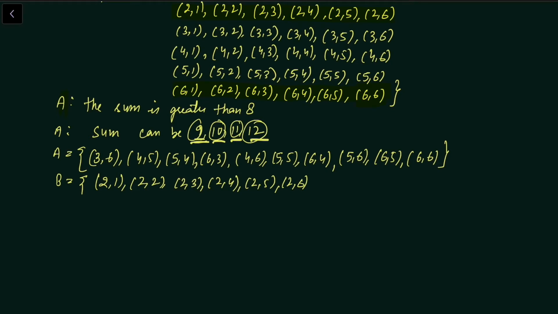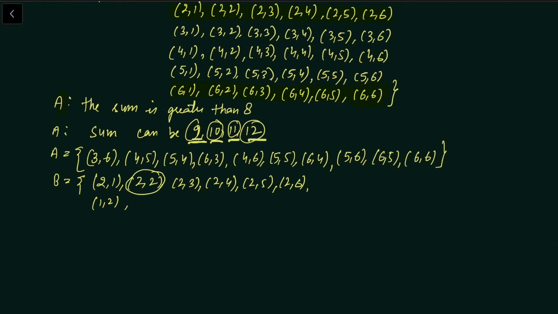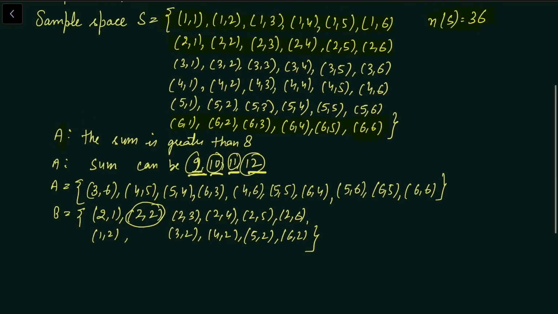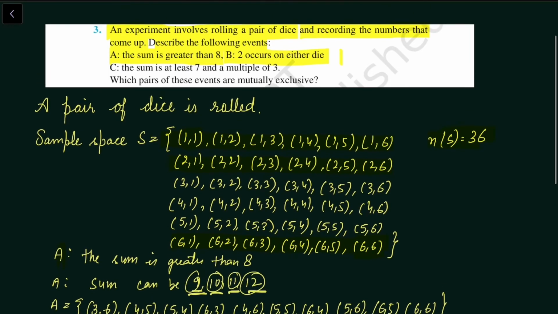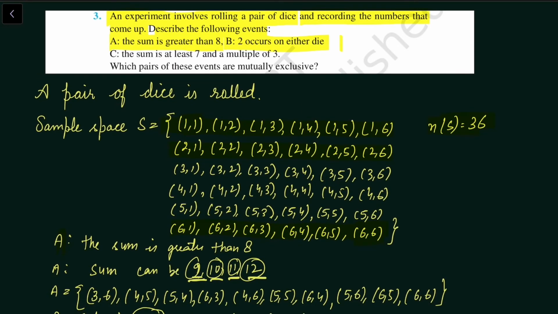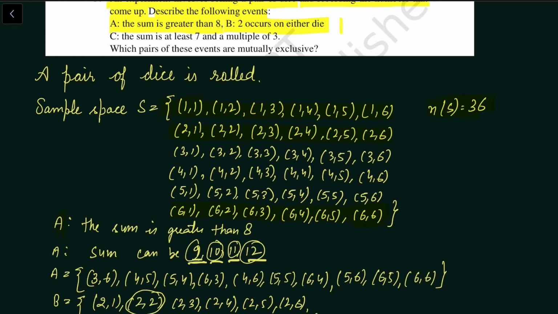Now for the chance that 2 is on the second die, reverse the outcomes. So in place of 2 1 we can have 1 2. For 2 2, after reversing we are not getting any new outcome. So after 2 2 you have to take 3 2, 4 2, 5 2 and 6 2. Total of 11 outcomes are there in favor of event B, which is saying 2 appears on either die. Either means it is on the first or on the second die.